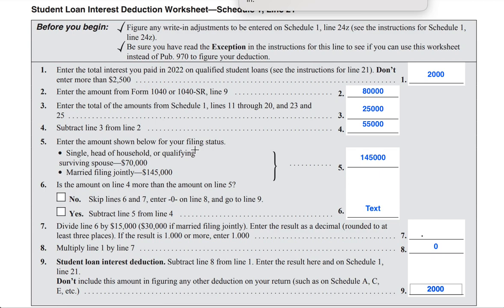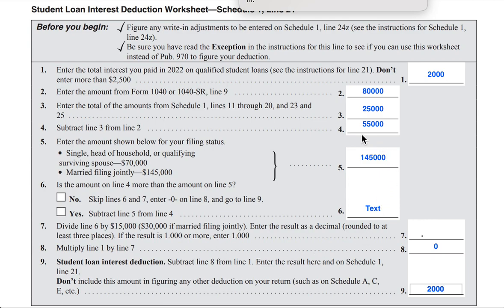So between $70,000 and $85,000 for a single head of household or a qualifying surviving spouse, in that phase out you would do a calculation as outlined in steps 7 and 8. And we'll get to that in a hypothetical situation in a moment. We would have to calculate the partial deduction that you would take.